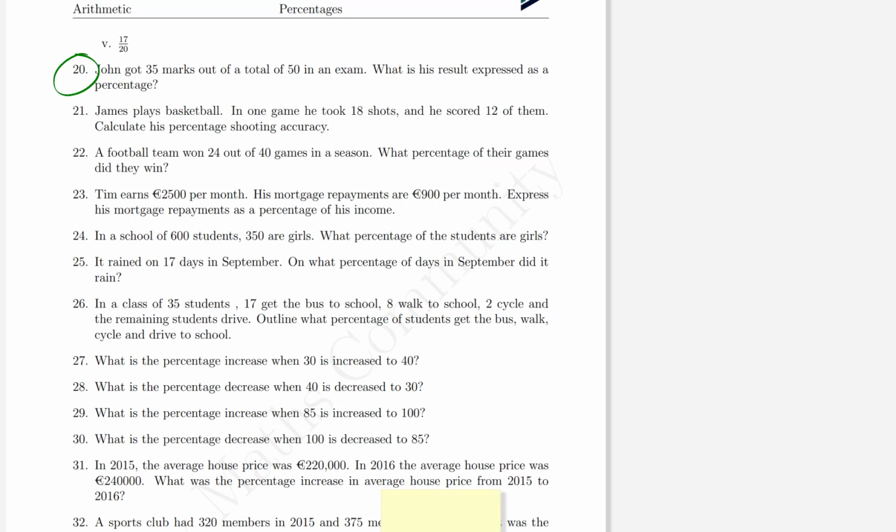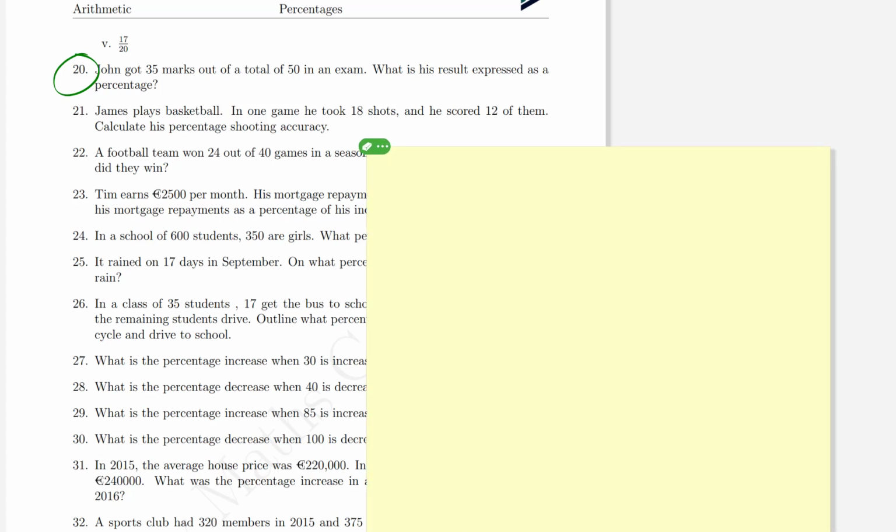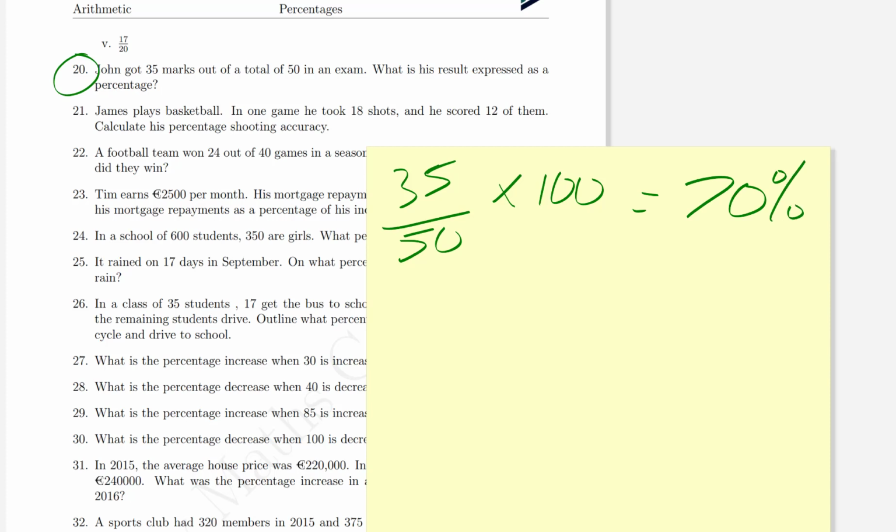John got 35 marks out of 50 in an exam. What was his result expressed as a percentage? So all you got to do is create the fraction first, 35 out of 50, and then just multiply it by 100 to turn it into a percentage. So in that case, it's 70%.